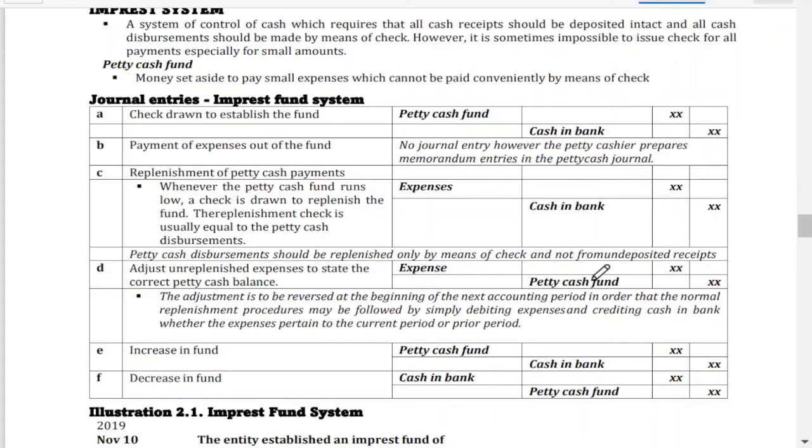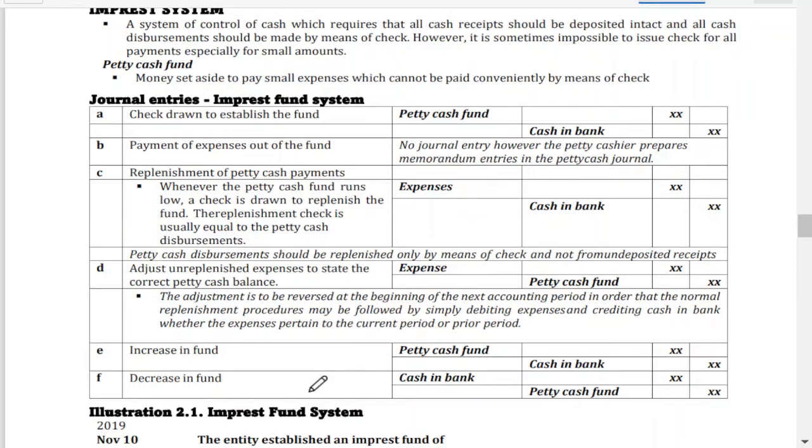This adjustment is reversed at the beginning of the next accounting period in order that the normal replenishment procedures may be followed by simply debiting expenses and then crediting cash in bank, whether the expenses pertain to the current period or the prior period. If we want to increase the fund, so from 10,000 gusto natin na 15,000 siya, 20,000, so simply debit petty cash fund, credit cash in bank. Parang nag-establish lang ng fund.